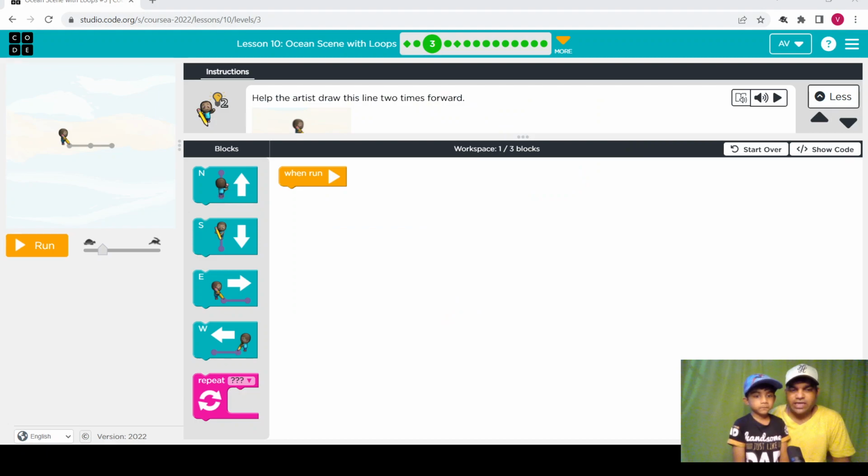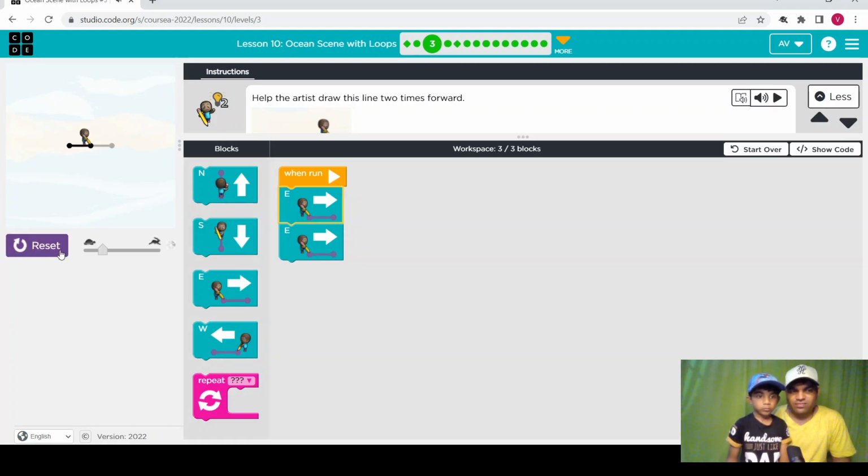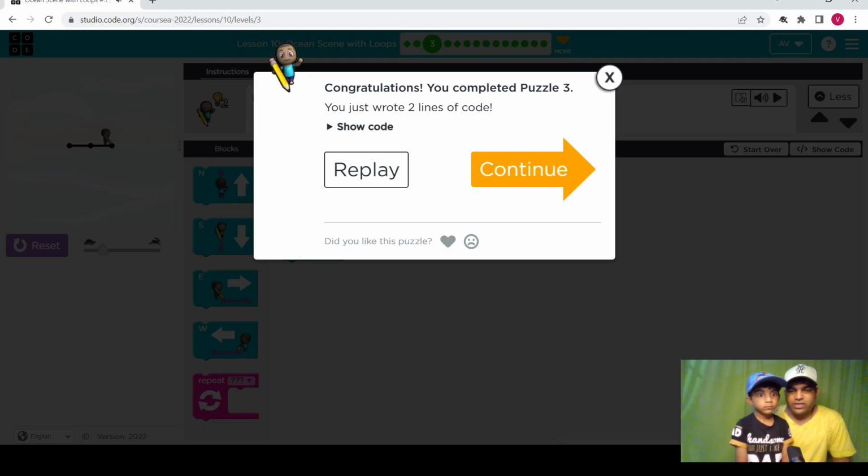So here is the next level. We need to help the artist draw two lines to move forward. Can you help? I'm going to take the east block, and again the east block. Another one. Alright, so we finished the level. So let's continue to the next one.